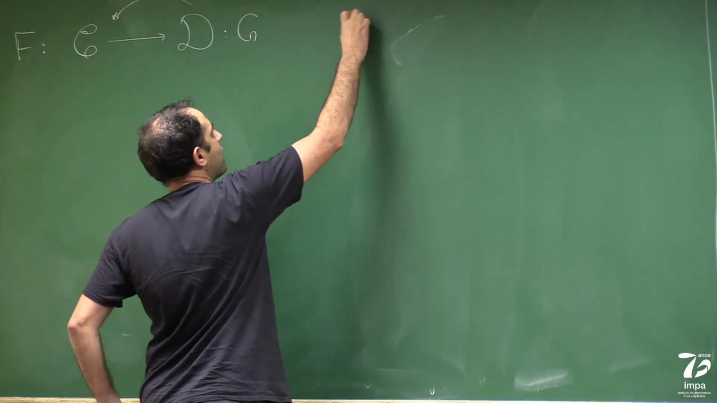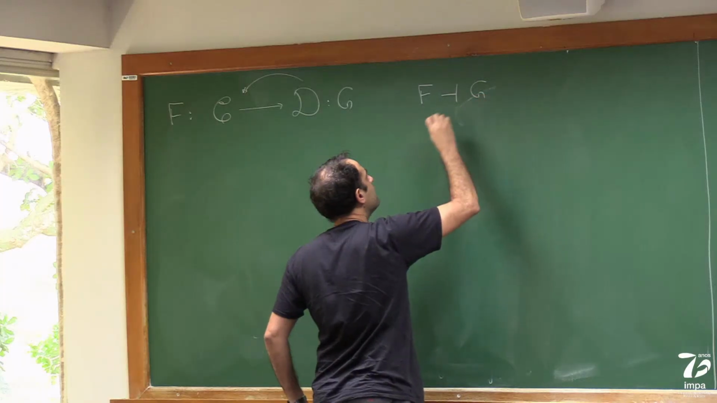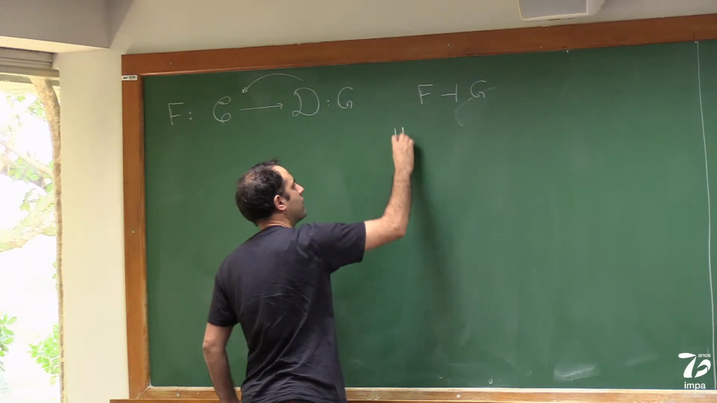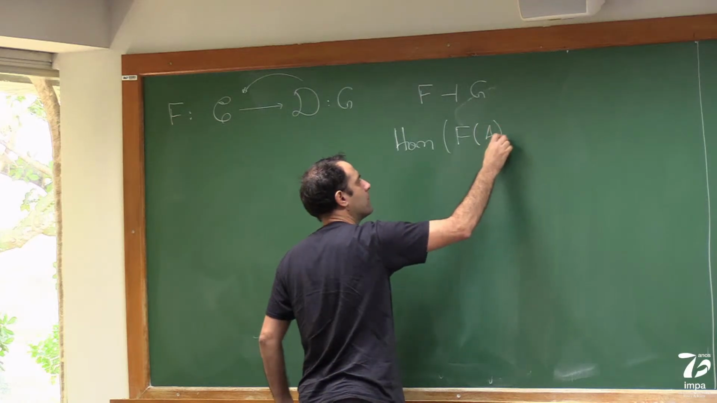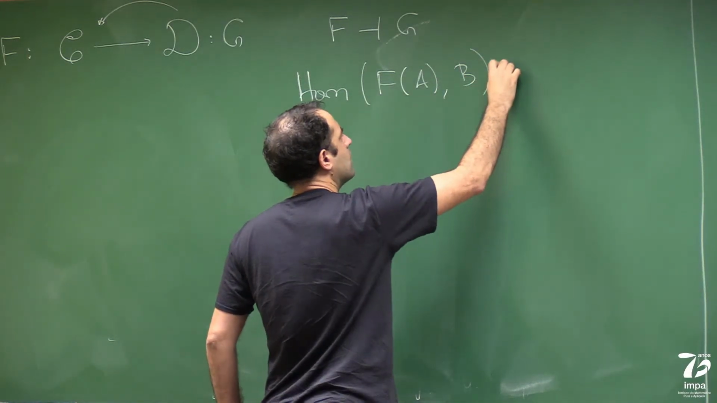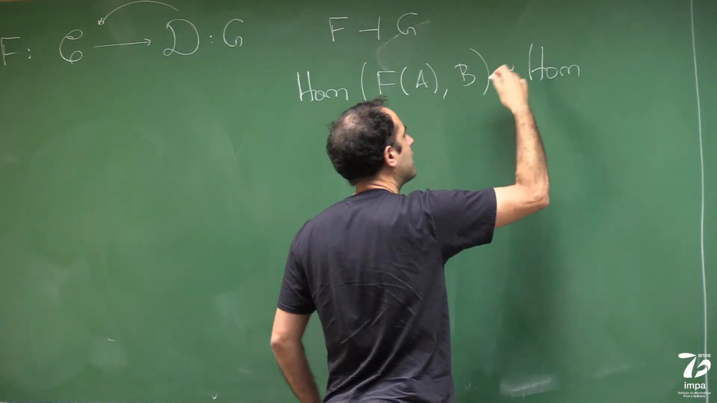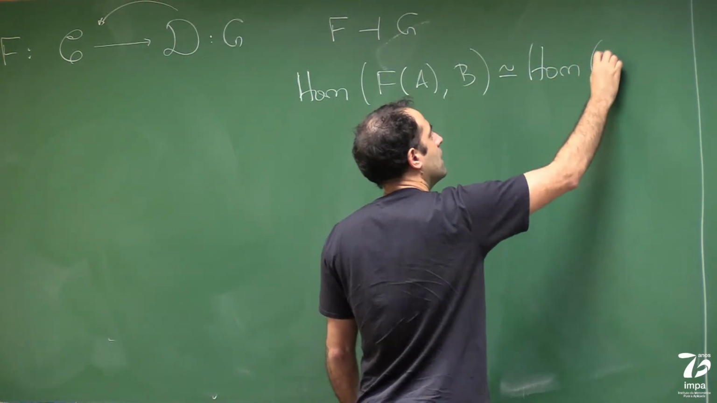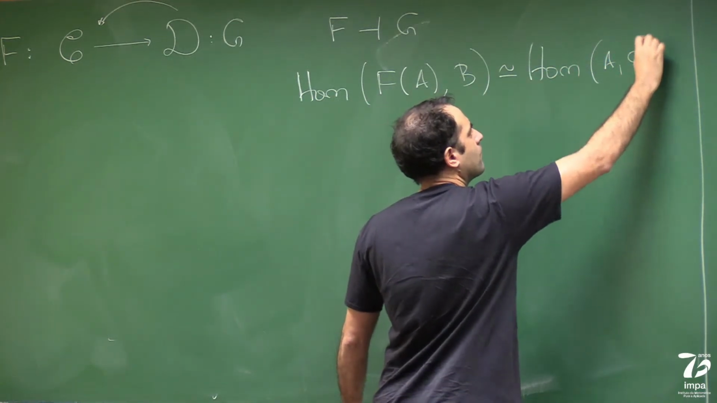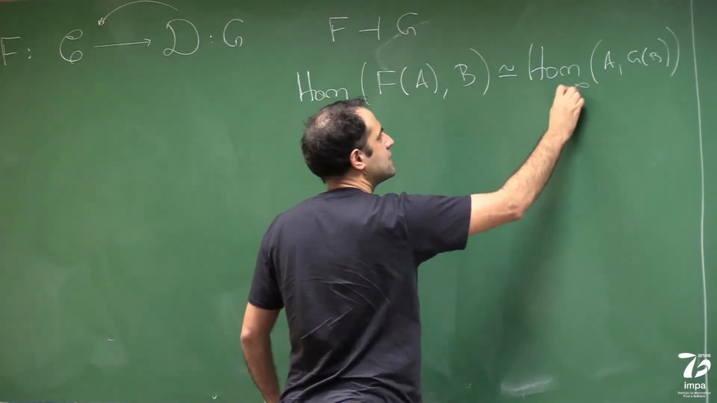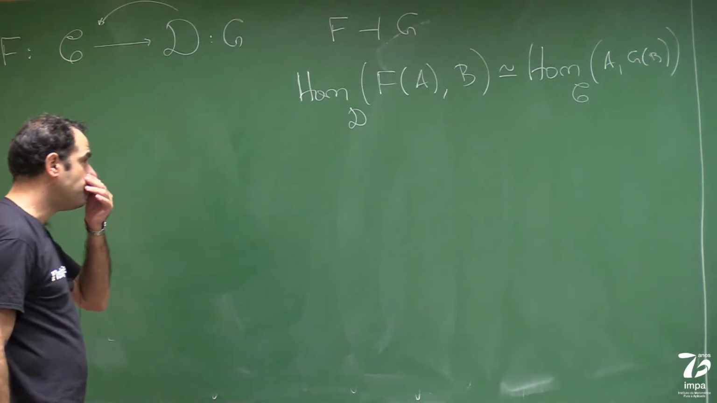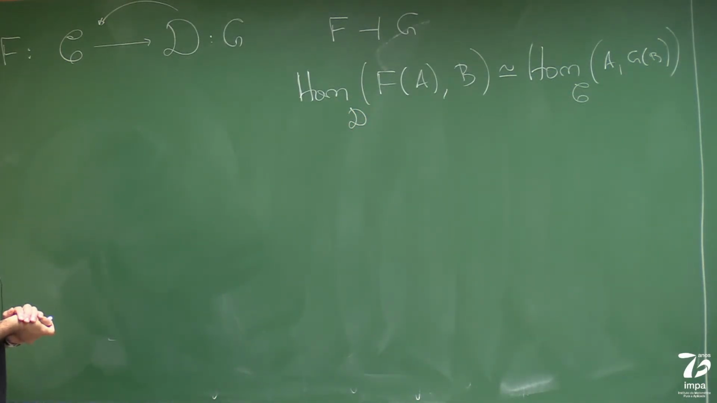then we say that F is left adjoint to G if we have Hom(FA, B) naturally isomorphic, and functorially isomorphic, to Hom(A, GB). So this is in the category D, and this is in the category C. Let me give you a couple more definitions.